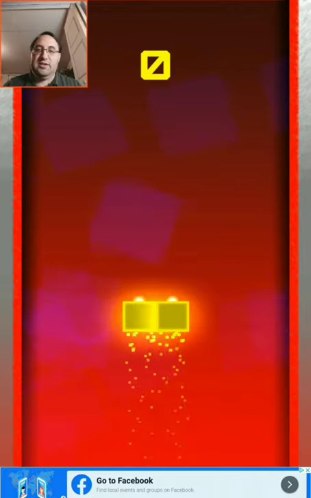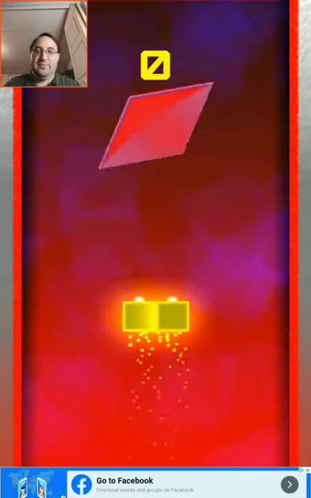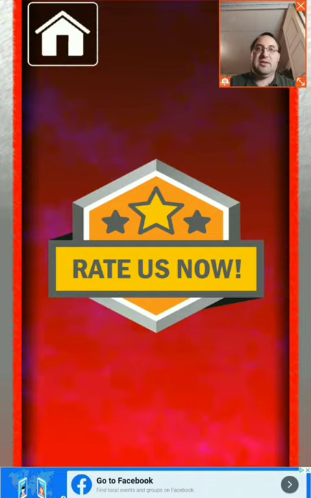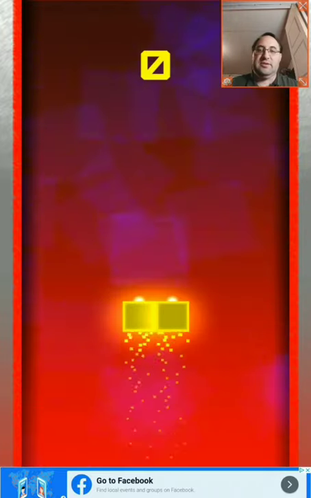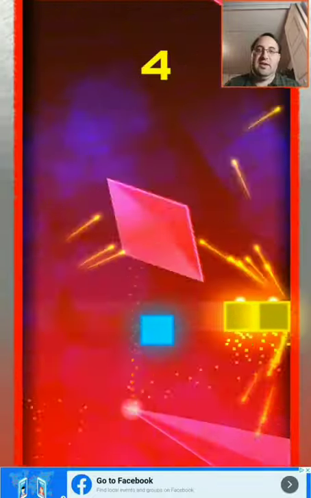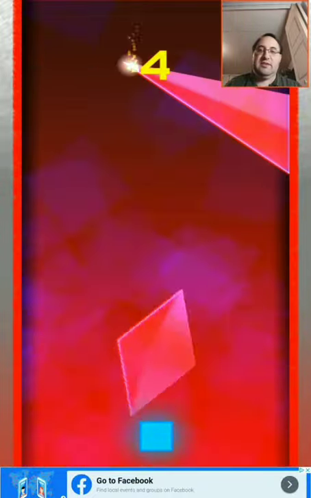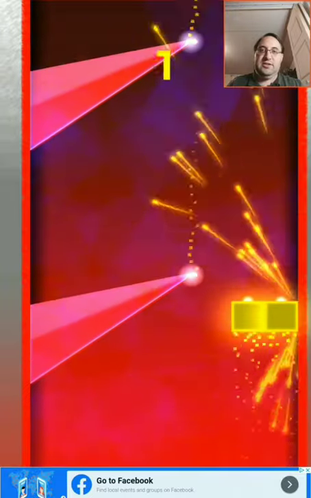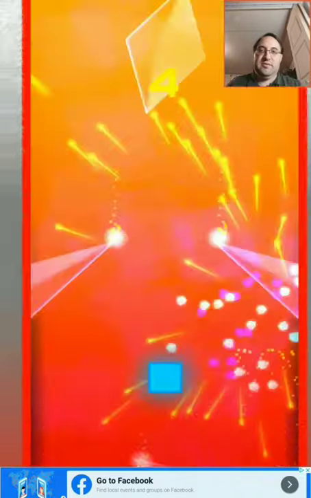So what it is that you have two squares. Try it again. So you have two squares and you have to try to get as far as you can without getting killed.